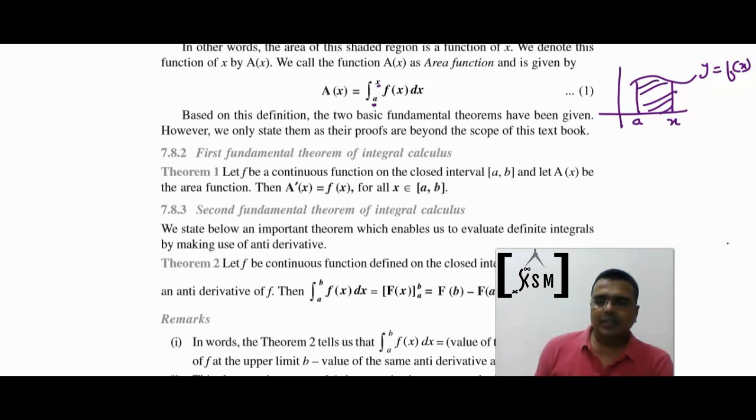But the only condition is that the function should be continuous from a to x. It should not break at any instance between a to x. Then this definition does not hold, right? So area under curve from a to x for the function f(x), the total area would be A(x). So that is the area, and that is how definite integration is defined.